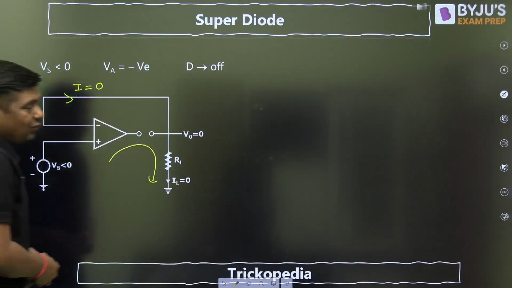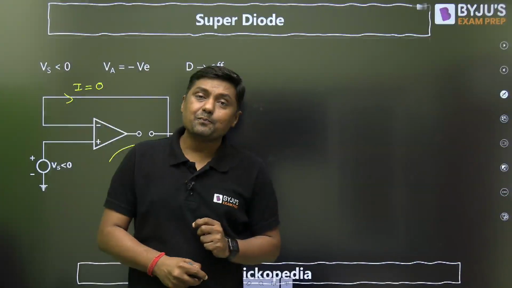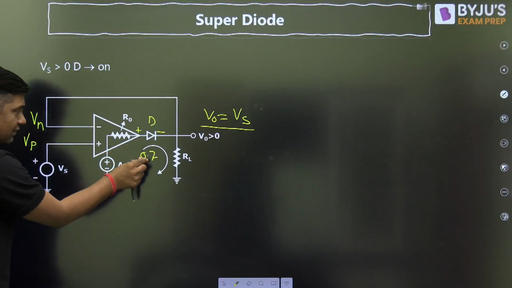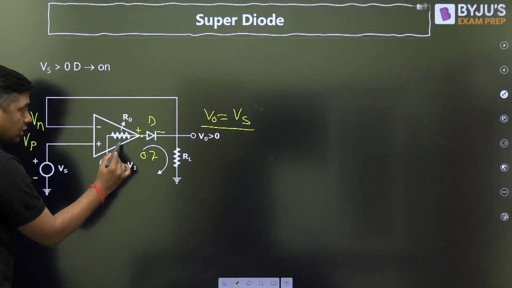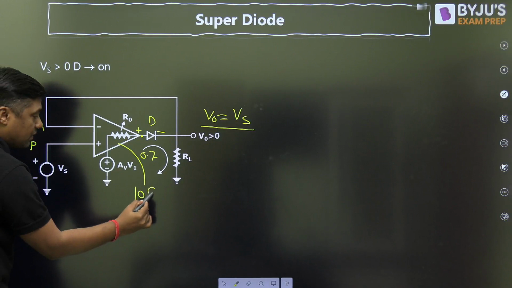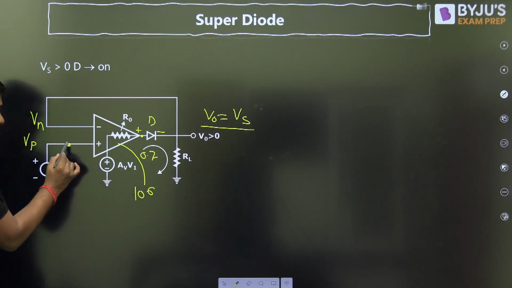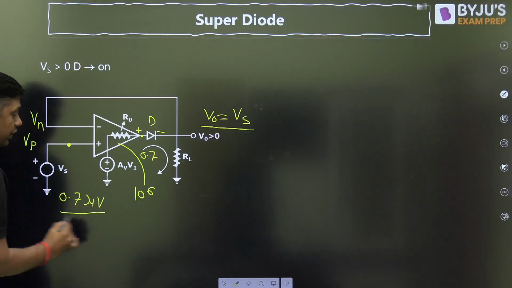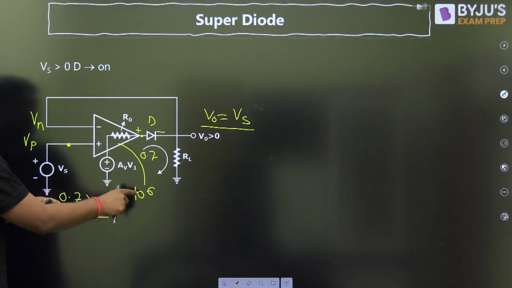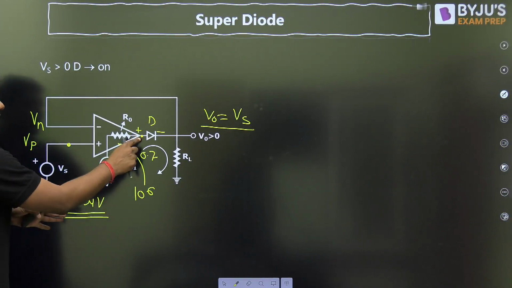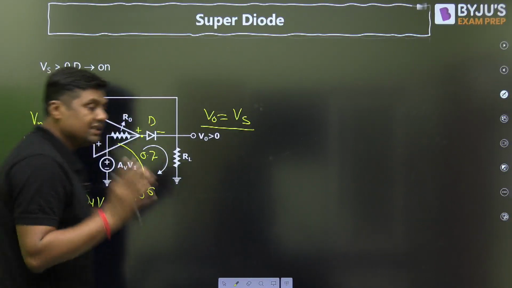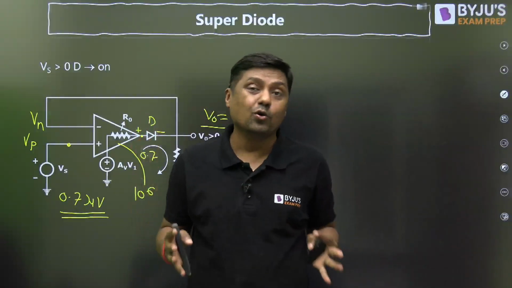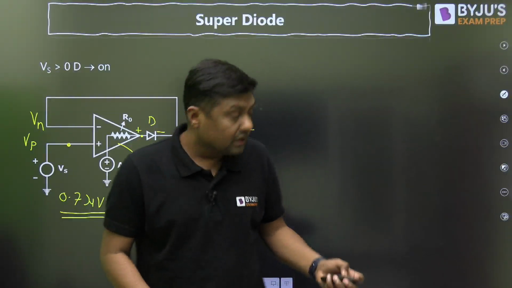Okay, and why is it called a super diode, guys? Because to make it forward bias, here 0.7 volt is required at this point. But what is the gain of the operational amplifier? 10 to the power 6, and that's why at this point only 0.7 microvolt is required, a very small voltage. When it is multiplied with 10 to the power 6, here it will become 0.7 and the diode will conduct. And that's why this circuit is called a super diode, just like a superhero. Okay, and it is also called an active diode, guys.